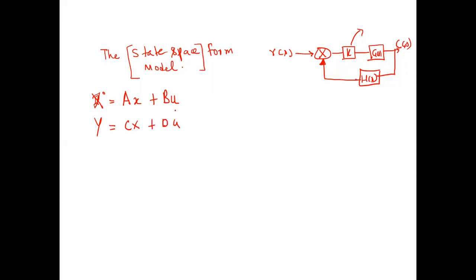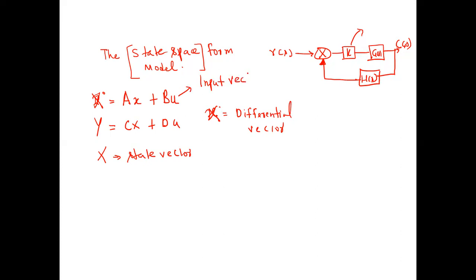Here, x represents the state vector, whereas x dot represents the differential vector. These are the terms you have to remember. So u and y, as you can see, are acting as vectors: u is the input vector, the input that is given to the system, and y is primarily the output vector.